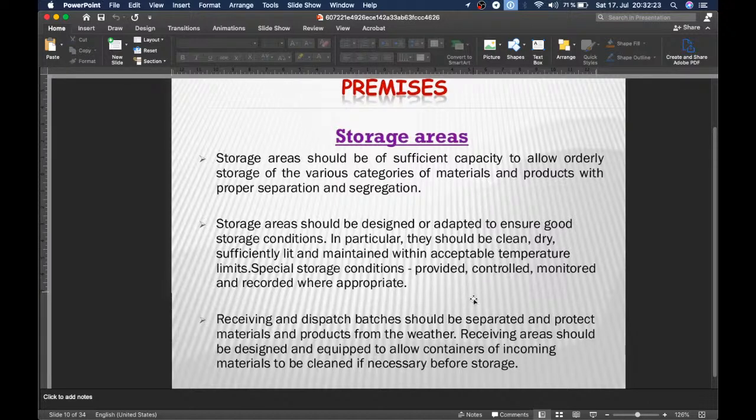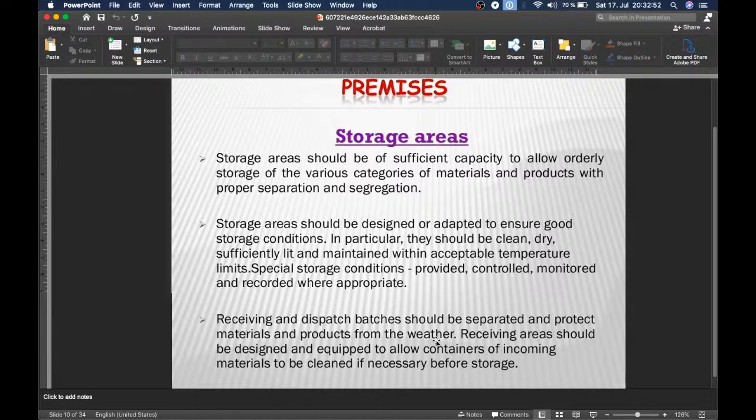And storage areas should be designed or adapted to ensure good storage conditions. In particular, they should be clean, dry, sufficiently lit, and maintained within acceptable temperature limits, with controls monitored and recorded where appropriate. All the cameras, all the security guards, clean, no mice or any rodents should be there killing your things. And receiving and dispatch bays should be separated, protecting materials from the weather.